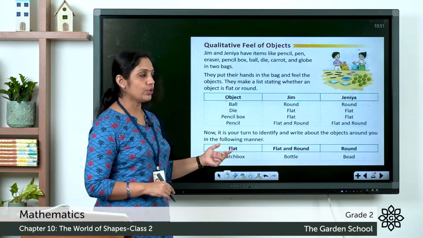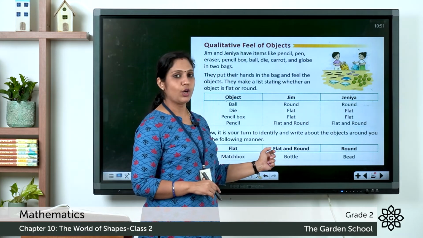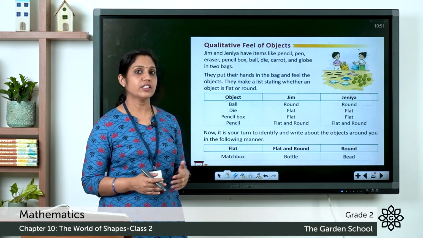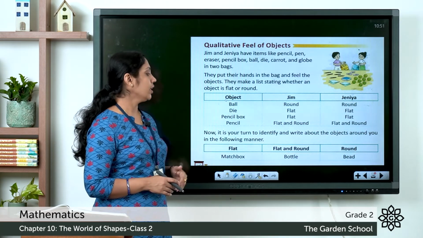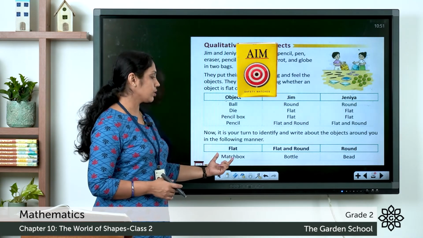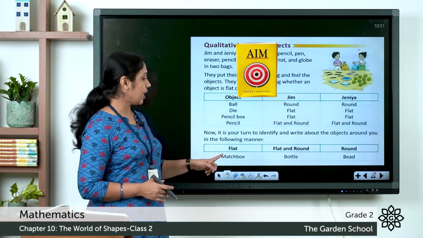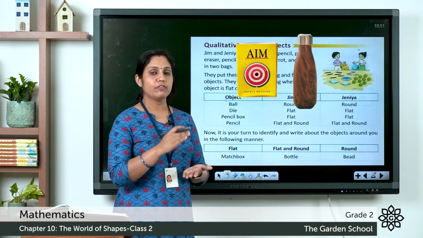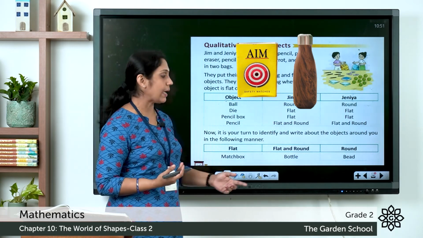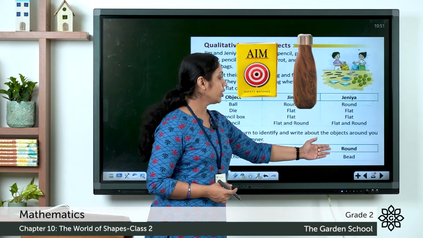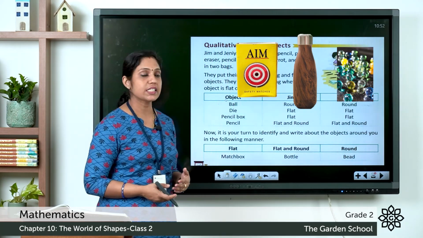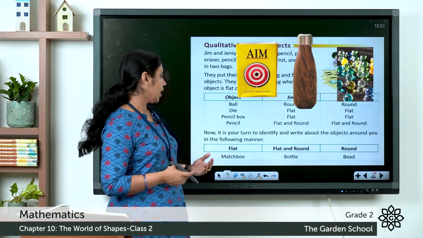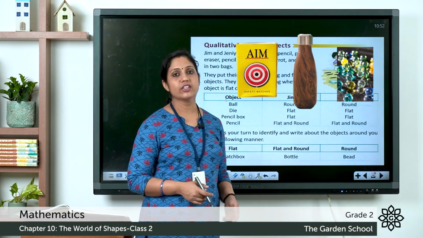Now it is your turn to identify and write about the objects around you in the following manner. For example, they have given under flat, matchbox. So you have to find out what all things come under flat. They have given matchbox. Flat and round. It should be flat and at the same time it should be round. For example, bottle. And here you can see under the round they have given bead. So find out objects and write it under flat, flat and round, and round.